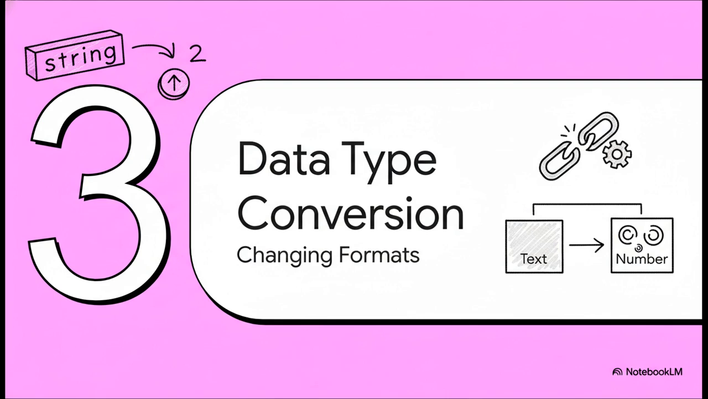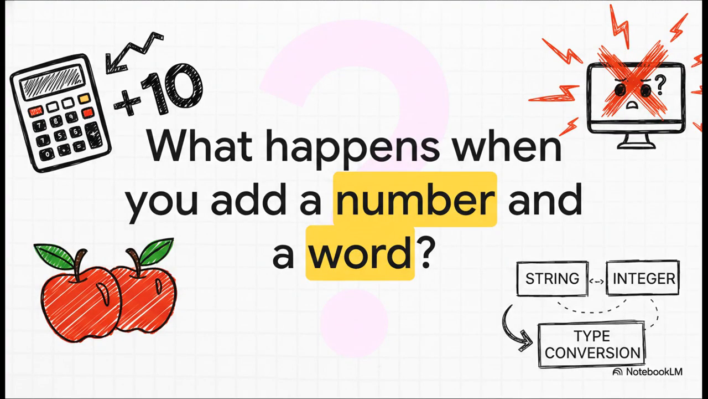You know, like when you have a number that's been saved as text. This brings us to data type conversion, or as it's sometimes called, casting. It's all about switching between these different formats. I mean, think about it for a second. What should happen if you asked a computer to add the number 10 and the word apples? It doesn't really make any sense, does it? The computer would just get confused and throw an error. This is exactly the kind of problem that type conversion is meant to solve.